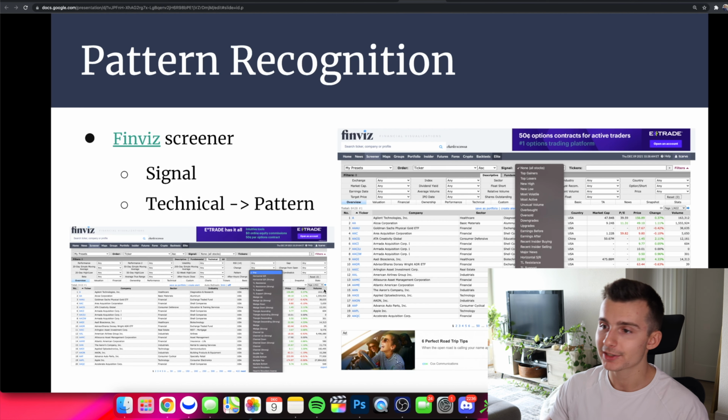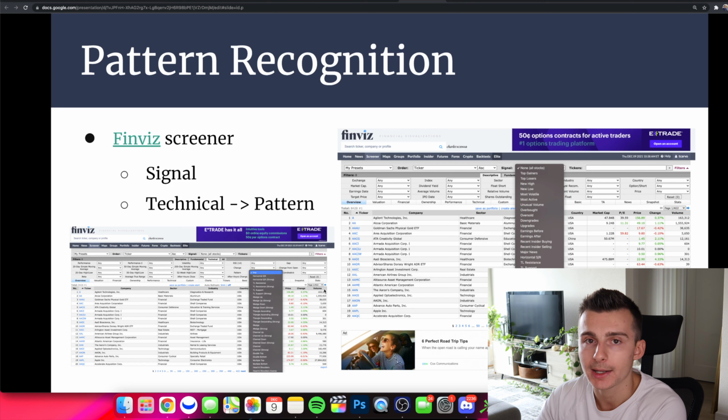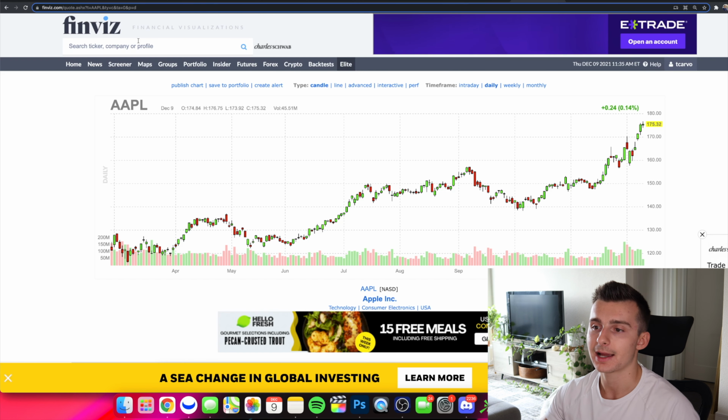Okay, so next we're going to talk about pattern recognition. So again, here is FinViz. I have some screenshots showing you what we can utilize on FinViz. But I like to use the signal tab and the technical and pattern tab. So we'll show you exactly how that works, how we can get to that point here in just 1 second. Let us now dive on into finviz.com.